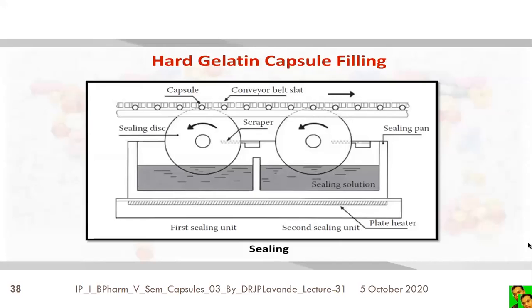This conveyor belt carries the capsules, and once the capsules are carried forward, they will be sealed. You can see the direction of the rollers and the movement of the conveyor belt is exactly opposite. It is anti-parallel. The conveyor belt is moving toward the right side, whereas the rollers are moving toward the left side. So that ensures the movement of the capsule in one direction.